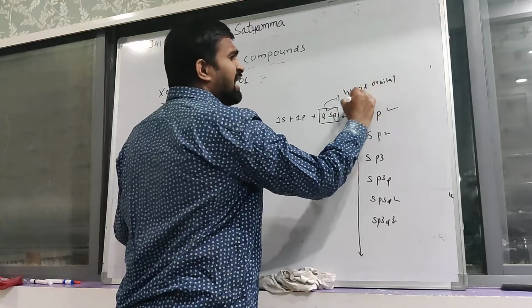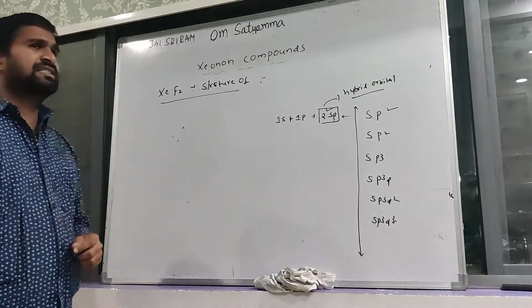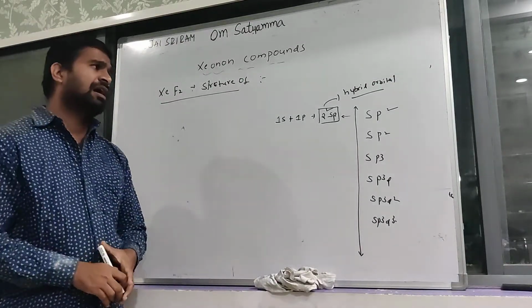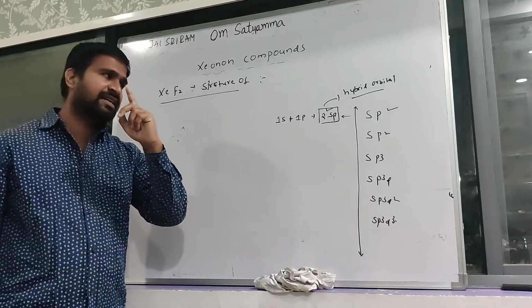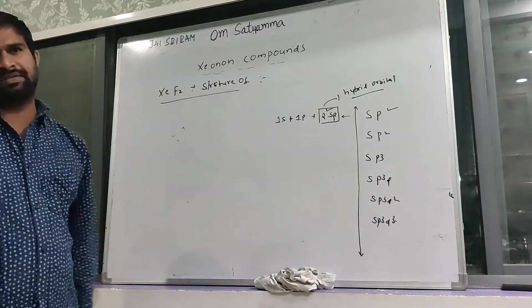You can take any chemical compound. If the central atom of that compound has two hybrid orbitals, compulsorily that central atom undergoes sp hybridization.